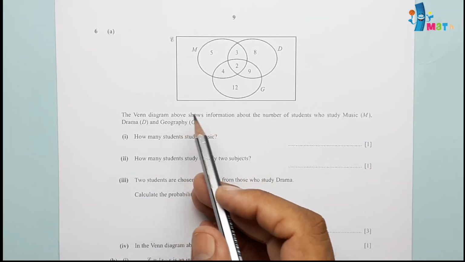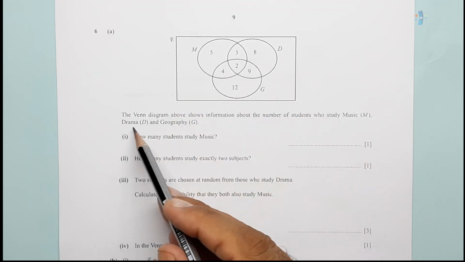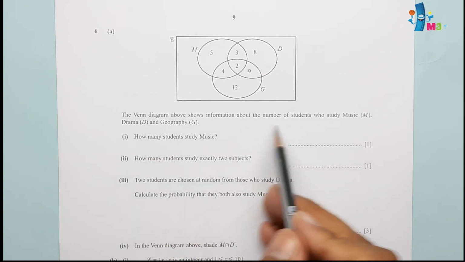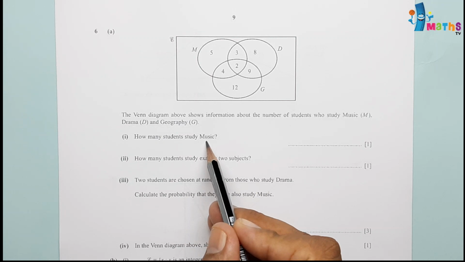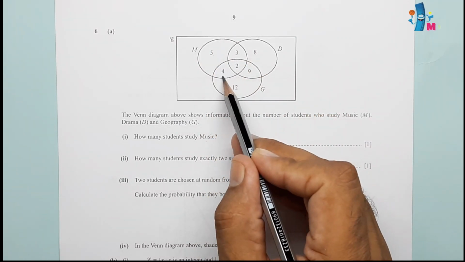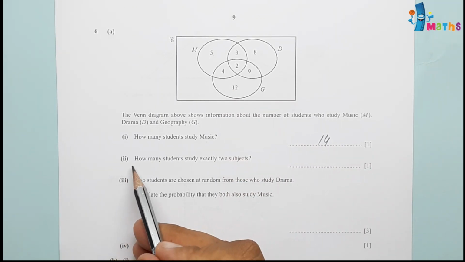Question number 6 is Venn diagram. So this detail is given. The Venn diagram above shows information about the number of students who study music, drama and geography. So how many students study music? Music is this one. So 5 plus 3 plus 2 plus 4, which is 14. So it's direct summing up the numbers.